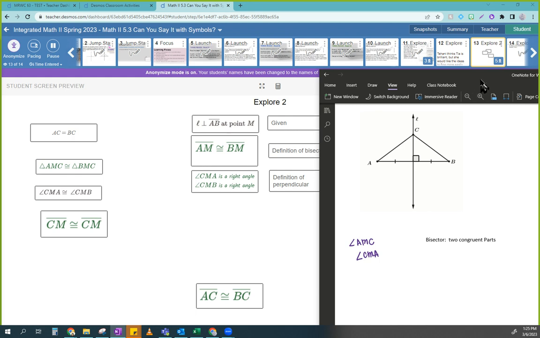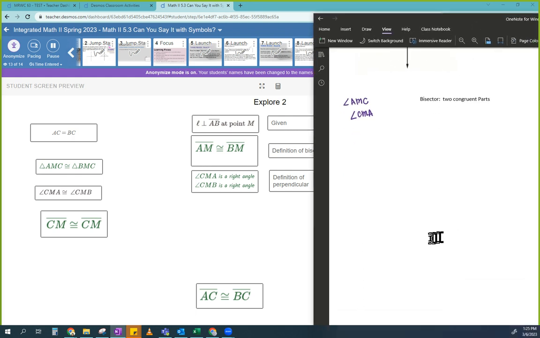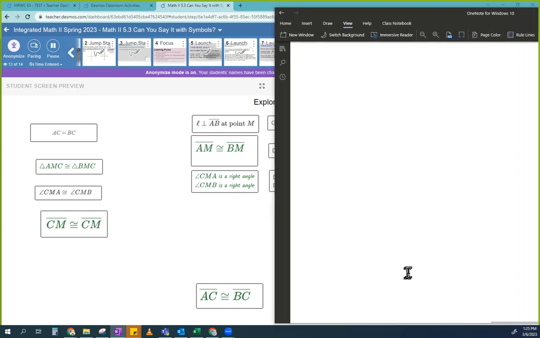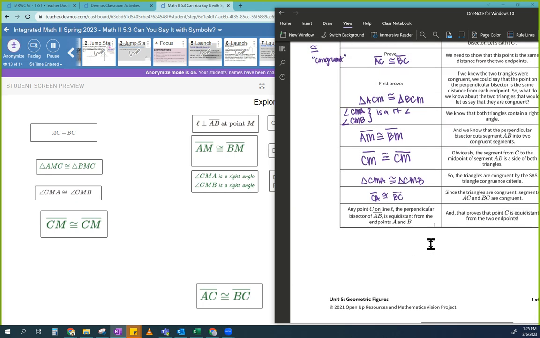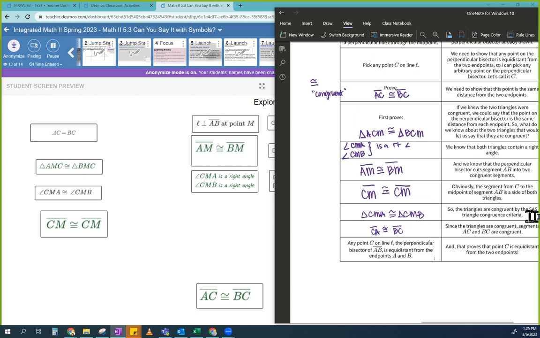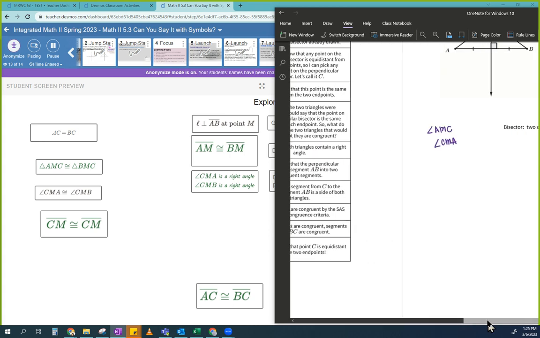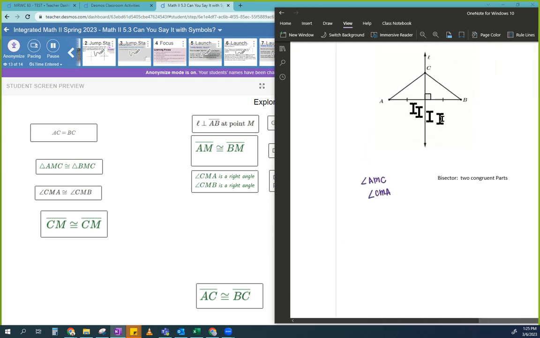Do you guys remember this? What did we use to prove triangles are congruent? By SAS. No, we don't have SAS yet. We only have that, let's see. We have a side. Oh, we don't even have an angle yet. Okay, do we now know? Yeah, it's that one. Very good.